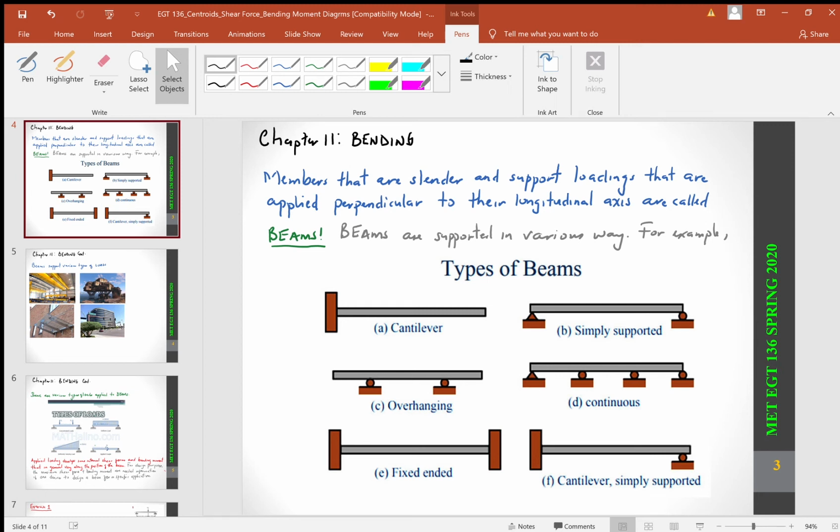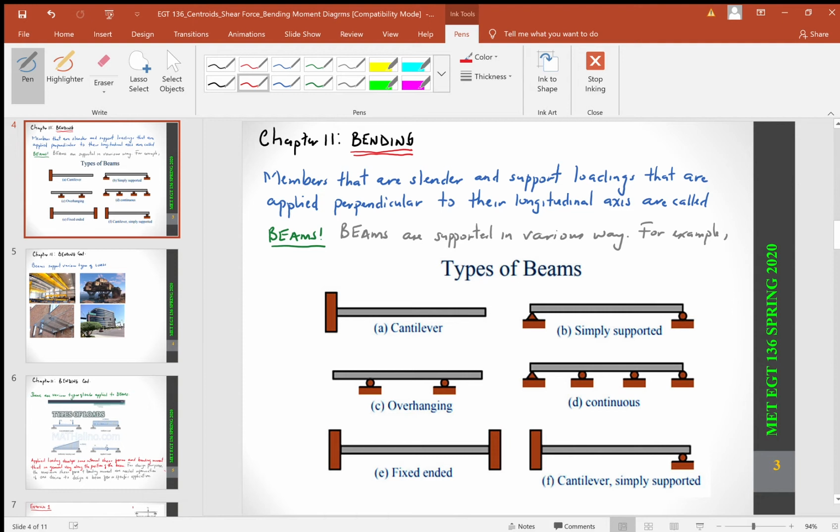Okay, class, let's move on to chapter 11, which will be dealing with bending. And there's a strong correlation between the centroid and the kind of bending that you will experience in certain types of beams, depending on the load that's being applied. I'll explain a little further, but when it comes to bending, we're really evaluating or analyzing beams.